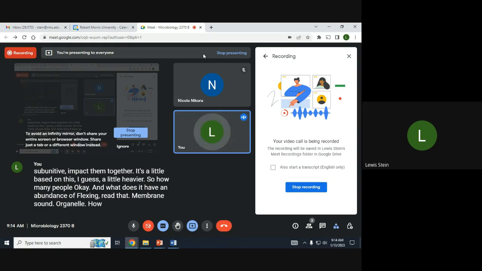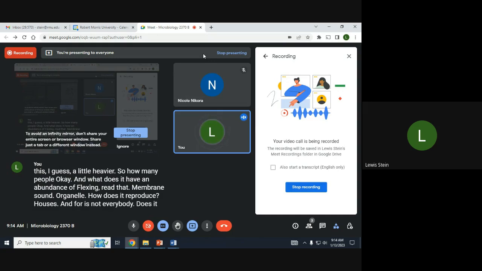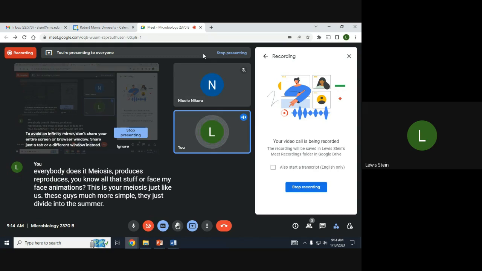How does it reproduce? Mitosis and, or, because not everyone does it, meiosis. So it reproduces, all that stuff, prophase, metaphase, anaphase, telophase, cytokinesis. Mitosis or meiosis, just like us. These guys, much more simple. They just divide in two with some very rare exception. Called binary fission. Binary for two, they just divide in two. They do energy transformation, sure. Made out of cells? Sure.